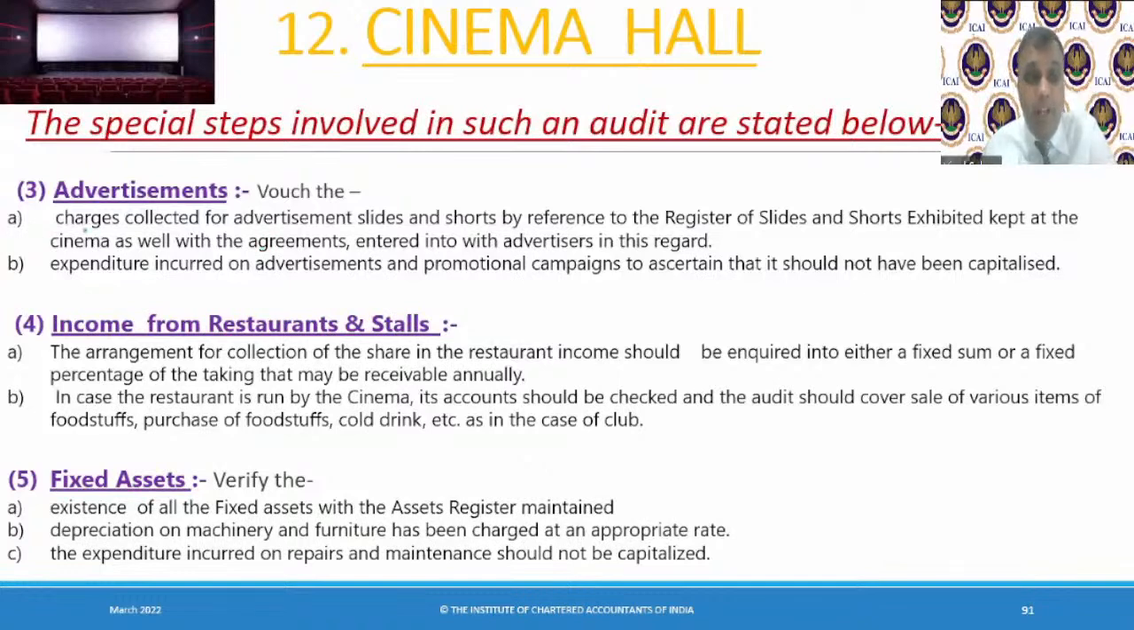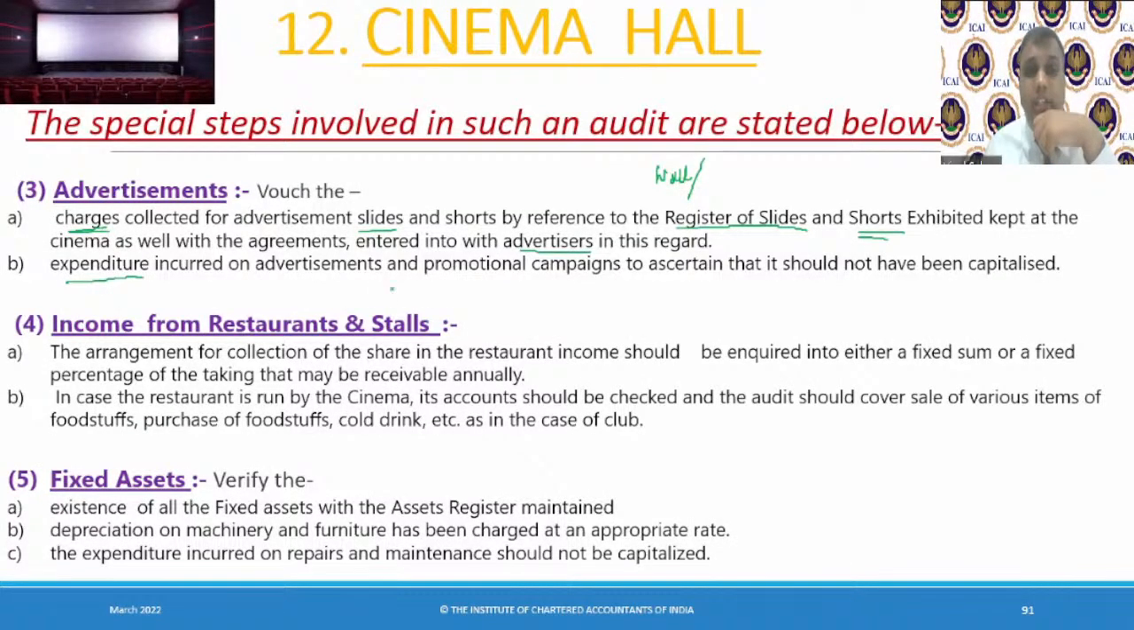Advertisement: check the advertisement agreement, charges collected for advertisement slides and shorts, by reference to the register of slides and shorts exhibited kept at the cinema, as well as the agreement entered into with advertisers. Slides are what is shown on the screen, and shorts are what you could see, some banners while booking tickets, wall advertisements, banner advertisements in the parking area. Everything, banners, displays. Local people can advertise there, or companies can advertise through the screen during the interval before the start of the movie. So what is the agreement with such advertisers, and what are the charges collected?